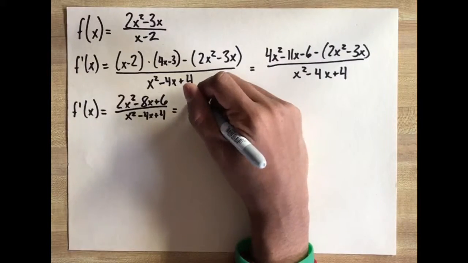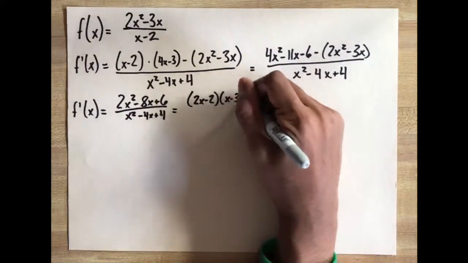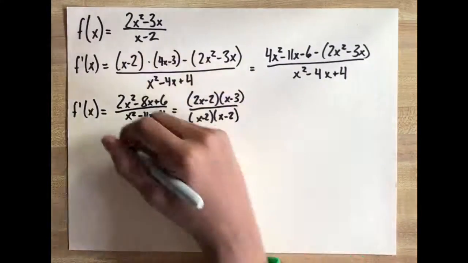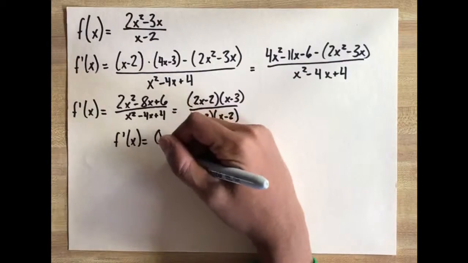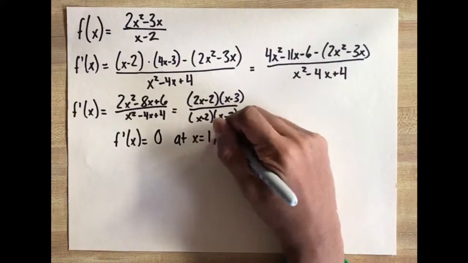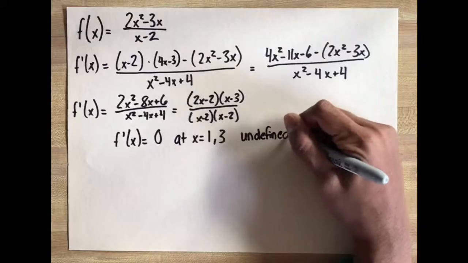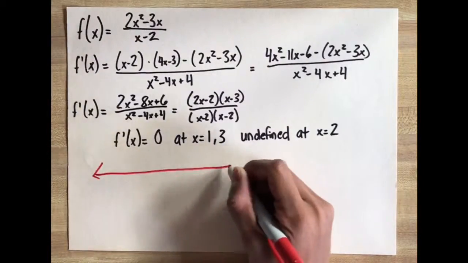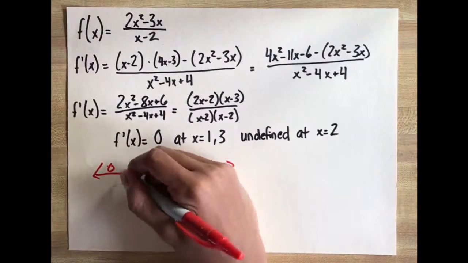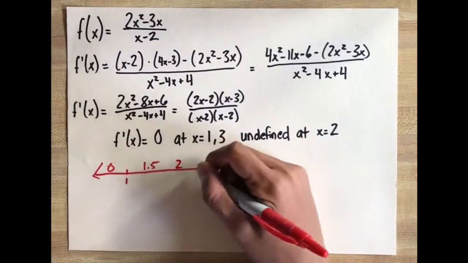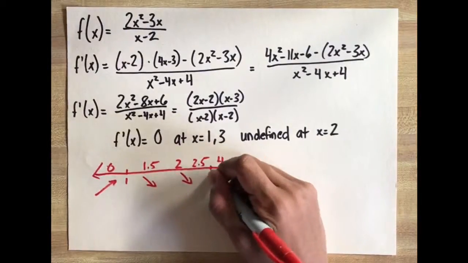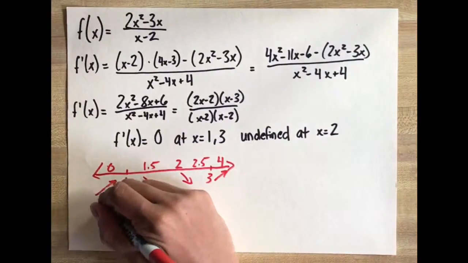And then I factored that to be able to get the zeros and the undefined. So the numerator tells you your zeros, so we found that the derivative would equal 0 at 1 and 3 and would be undefined at 2. From there we took the sign chart, choosing values between 1, 3, and 2, and we found that it was positive when it was less than 1, negative from 1 to 3, and then positive again from 3 up.